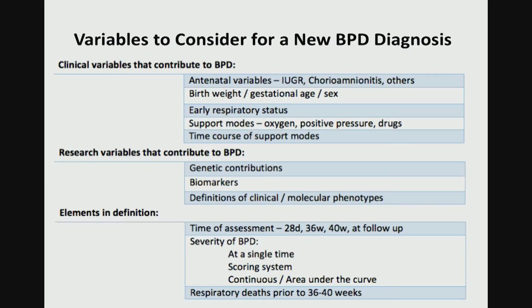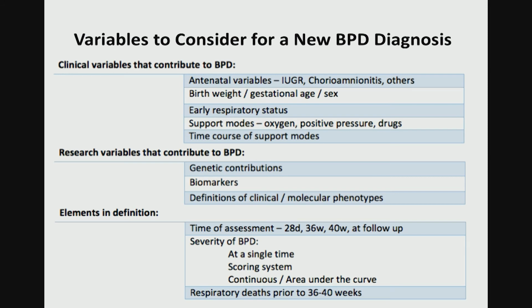So if one wants a new BPD diagnosis, it turns out it's pretty complicated because there's a whole bunch of things that one would like to consider, and of course the definition is used by different people for different reasons. So those are the clinical variables that contribute to BPD, which I just talked about. There's the early respiratory status of the babies that drives the diagnosis of BPD. There's research variables for those of us who are researchers. We're interested in genetic contributions, biomarkers, and molecular phenotypes.